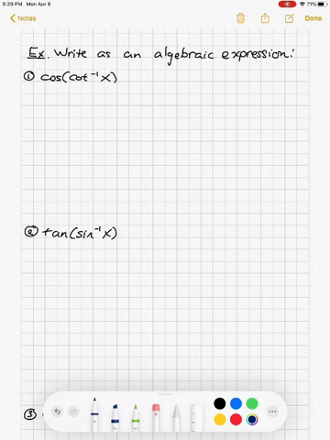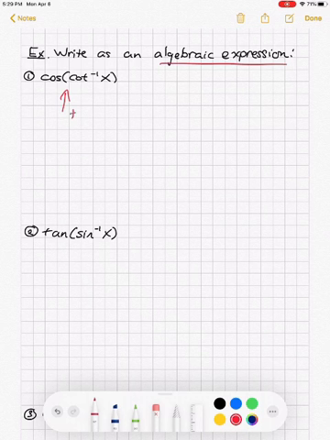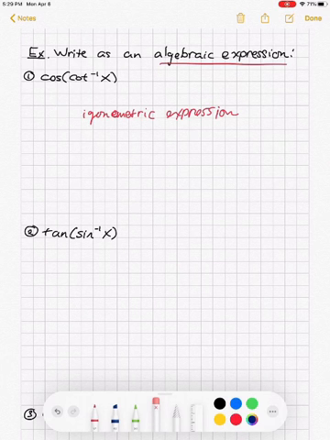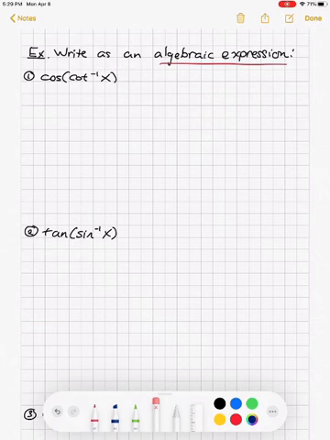Okay, a little easier. We've done these before. Here I need to write this as an algebraic expression. What I have here would be considered a trigonometric expression, like so. So in other words, if my goal is to write an algebraic expression, my goal is really to get rid of the trig functions. So let's write that: get rid of trig functions.